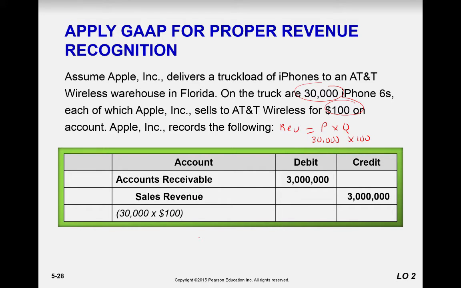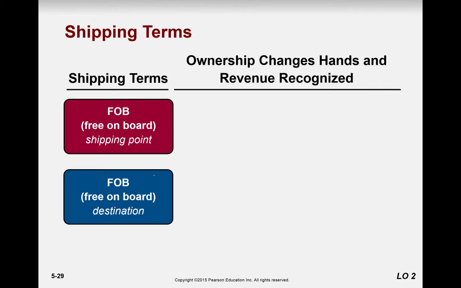Once we sell that, we've performed the obligation, and in this case, the phones are on a truck. So it's shipping, and here we need to know the shipping terms. We call this FOB, Freight on Board. That's another acronym that you should have in Excel if you don't know it.